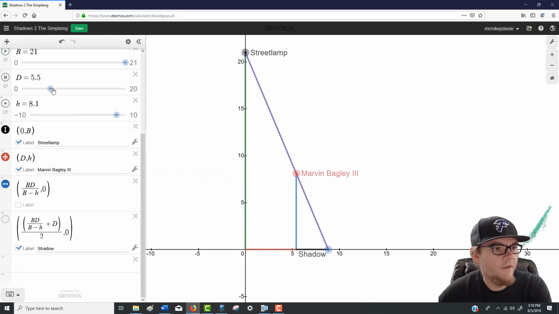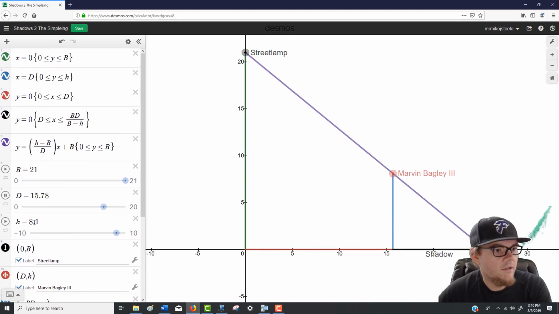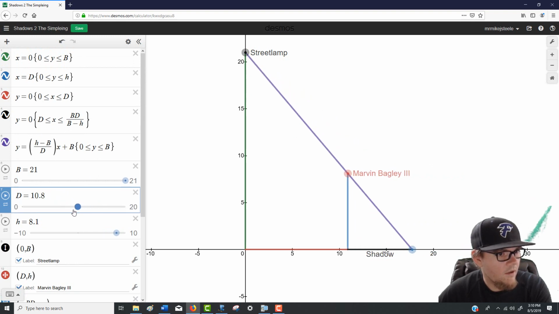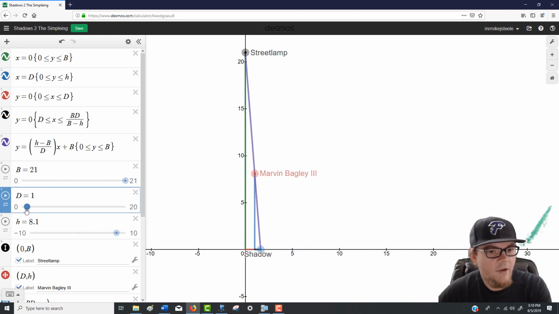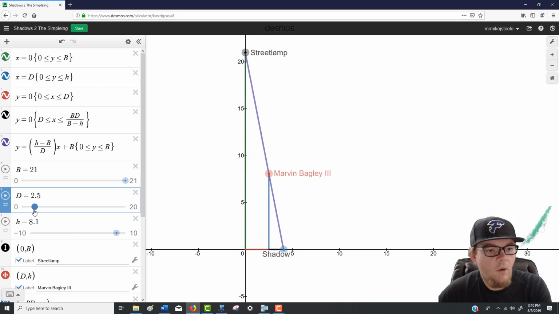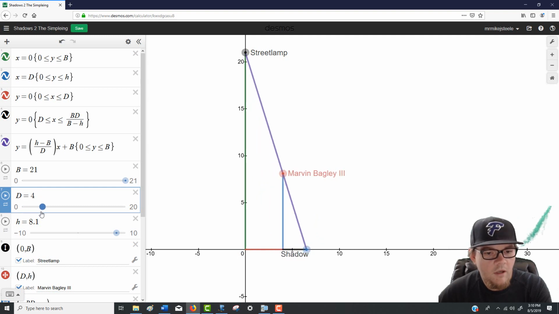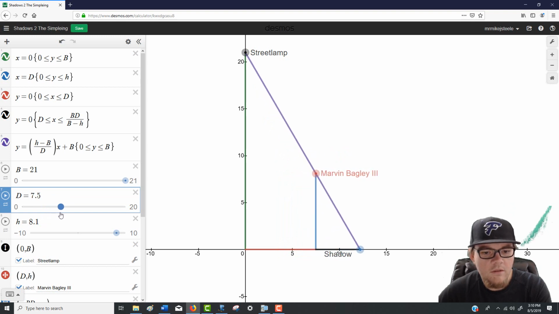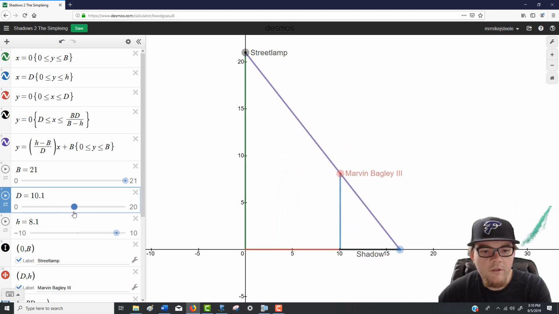Oh gee, it's going really fast. Hold on. Whoa there, fella. Do I not get to slow this down at all? Okay, well, I guess I'm going to have to drag it. So as Bagley walks away from the street lamp, look at his shadow. That shadow is getting longer. It's getting longer and longer, of course.